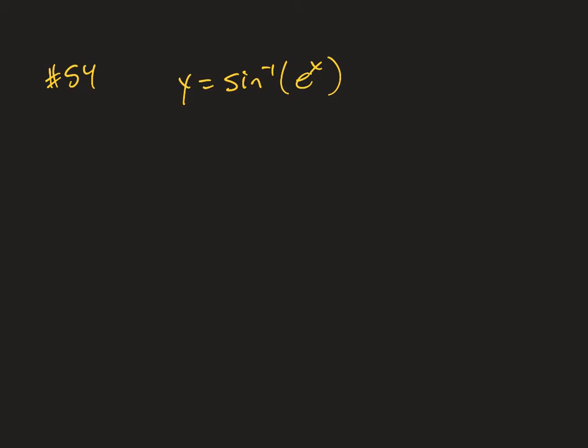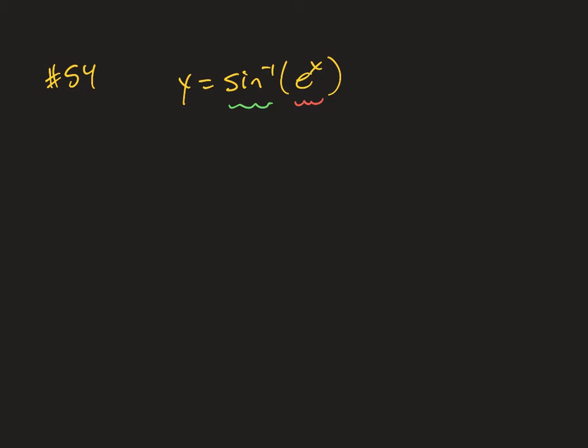Problem 54 is a bit of a stinker. It has a couple of functions that we don't have a lot of experience with. One of them is e to the x, and the other one is this inverse sine function. So what you need to know about the inverse sine function is that the domain of the inverse sine function is between -1 and 1.